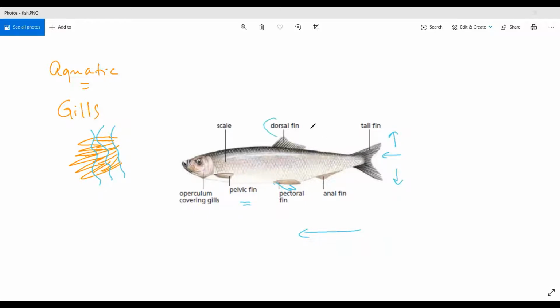But what about the dorsal fin? When the dorsal fin is extended like this, it allows the fish to rise in water. And when it is lying flat like this, the fish is going to go down. This means that these fins help movement of the fish.